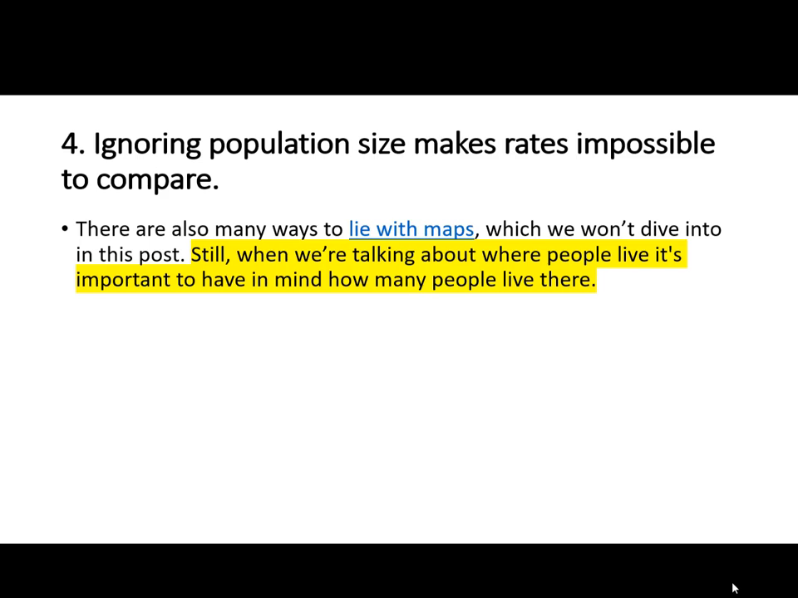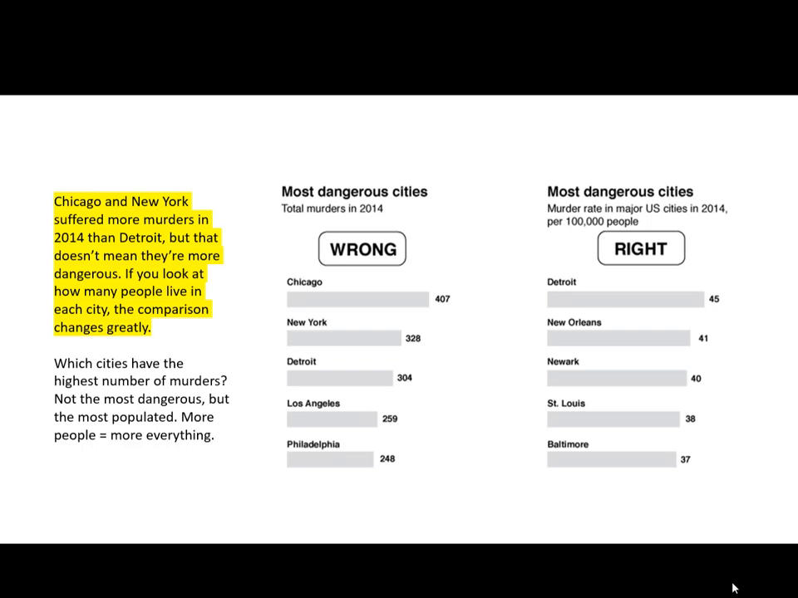Still, when we are talking about where people live, it's important to have in mind how many people live there, and there is plenty of examples showing this. One of them is this. In the chart to the left, most dangerous cities are compared depending on total murders in 2014. On the right, the most dangerous cities are compared based on murder rate in major US cities in 2014 per 100,000 people.